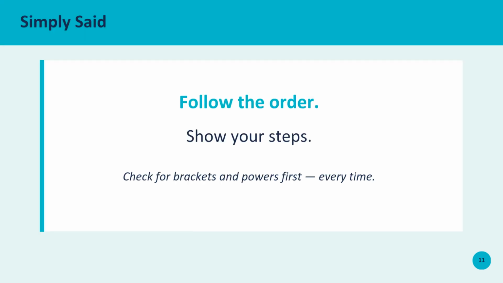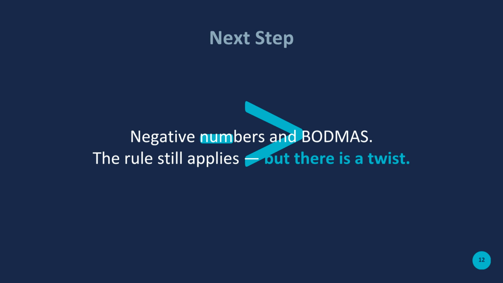Simply said, follow the order, show your steps, and always check for brackets and powers first. Next, we look at something that catches people out again. Negative numbers in BODMAS. Same rules, but a small twist.